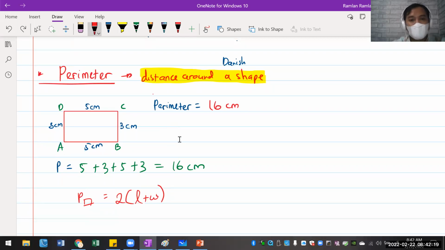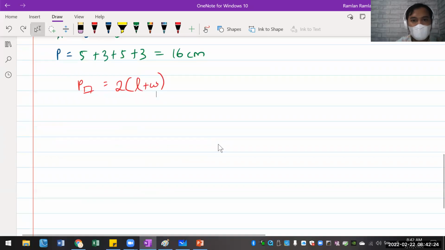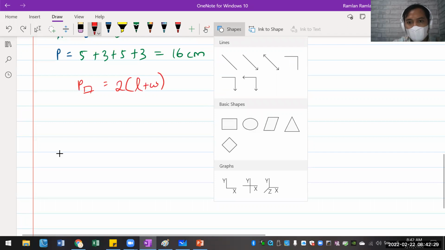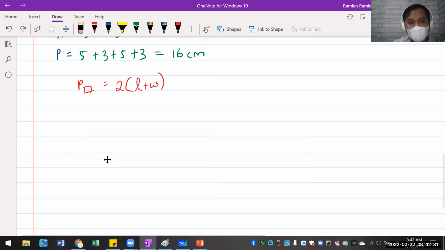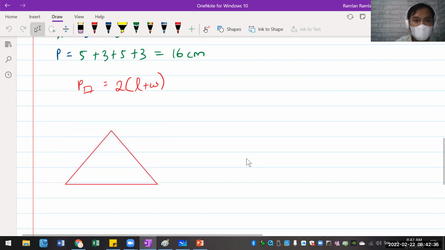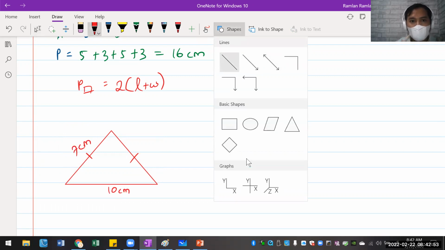So again, guys, if you understand the basic concept of what perimeter is, it's going to be easy because you only need to add all of the sides outside, right? I'm going to give you one more example. What if I have a triangle this time? Can I draw a triangle here? Okay, so let's say this is an isosceles triangle. And then let's say this is 7 centimeter, and this is 10 centimeter.